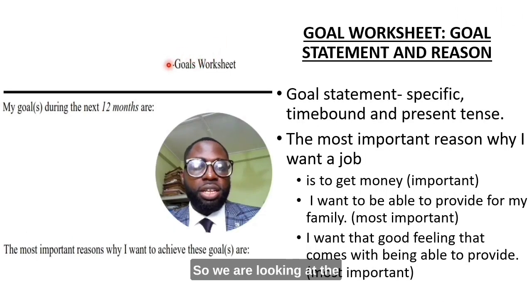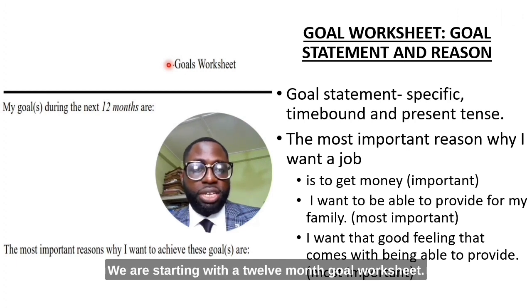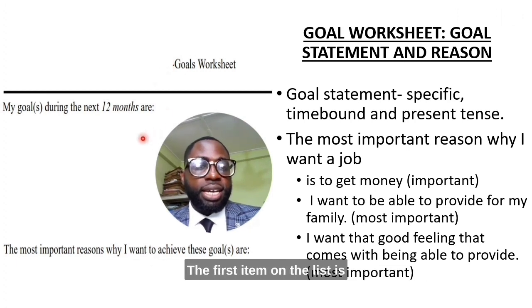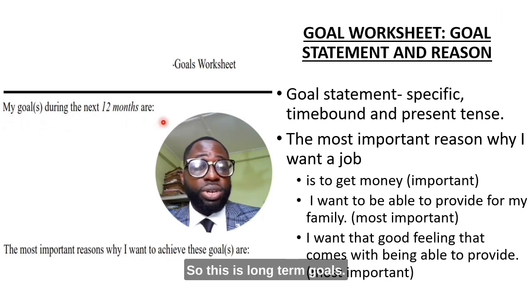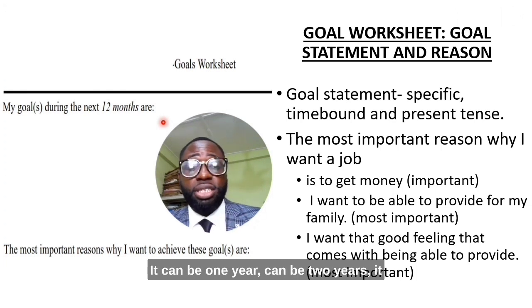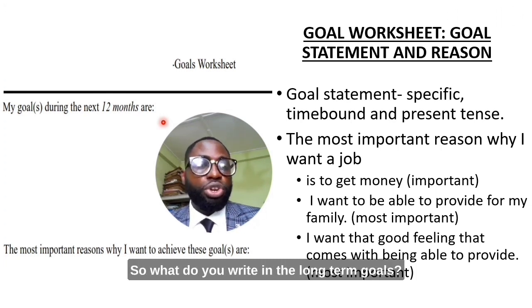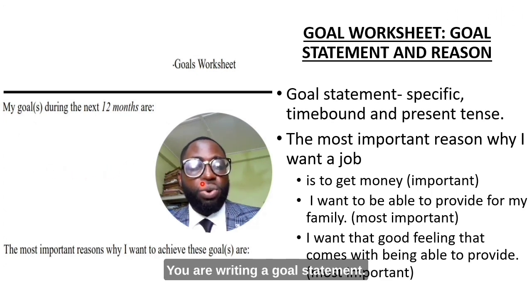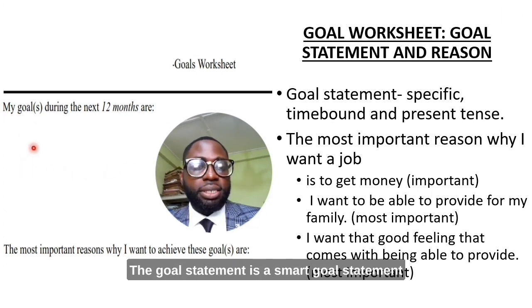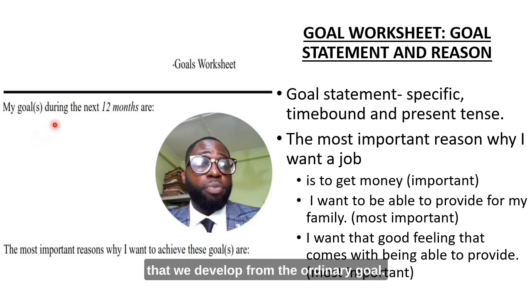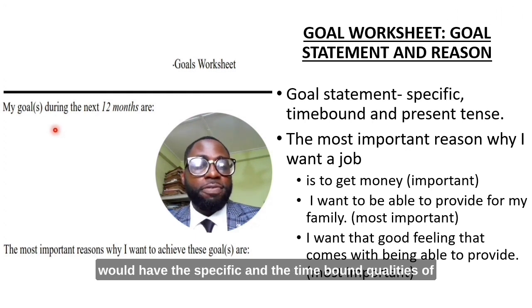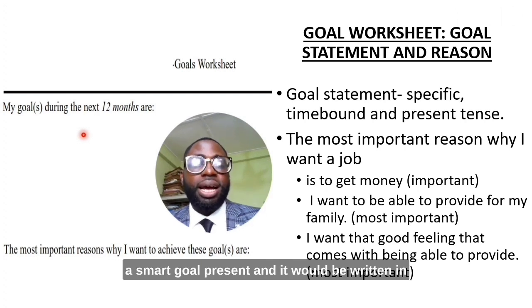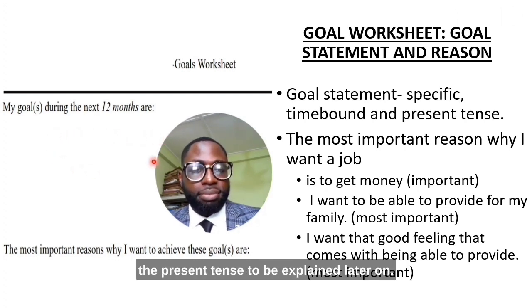Okay, so we are looking at the different components of the goal worksheet. We're starting with the 12 months goal worksheet. The first item on the list is my goals during the next 12 months are. So this is long-term goals. It can be 1 year, it can be 2 years, it can be 3 years, but it's long-term goals. So what do you write in the long-term goals? You're writing a goal statement. The goal statement is a SMART goal statement that we develop from the ordinary goal. So what we would have here is that the goal statement would have the specific and the time-bound qualities of a SMART goal present, and it would be written in the present tense. It will be explained later.